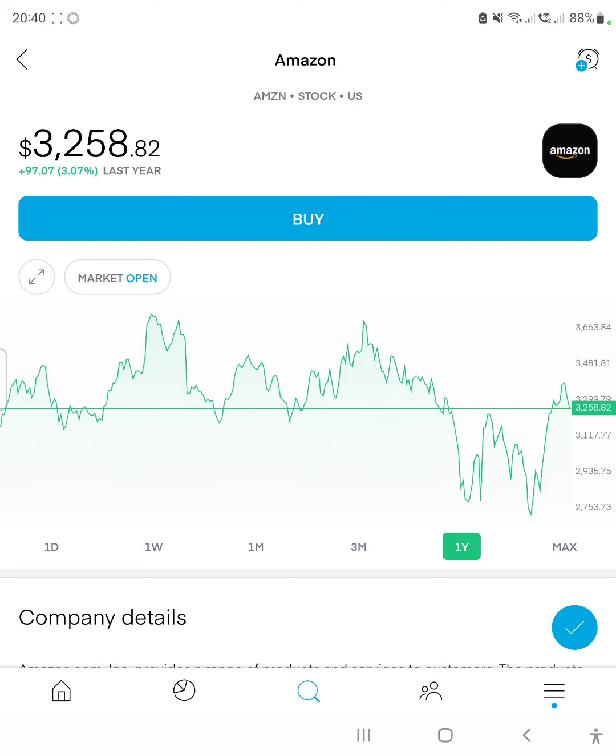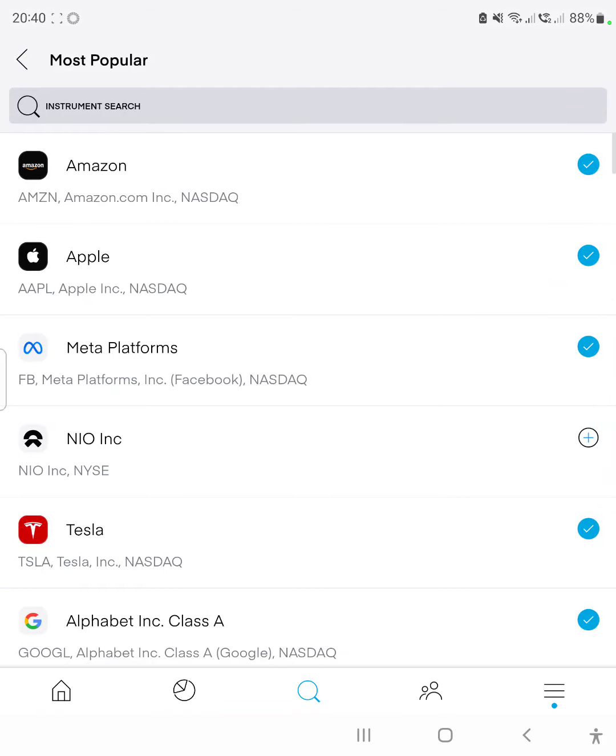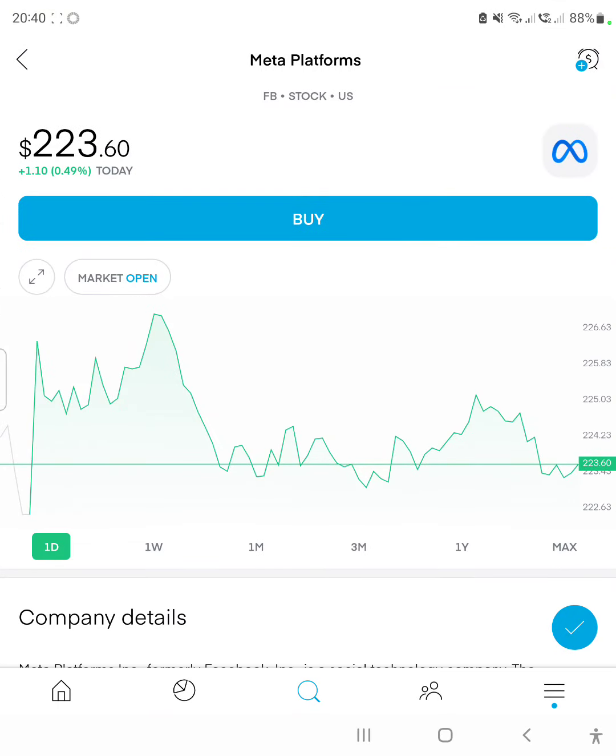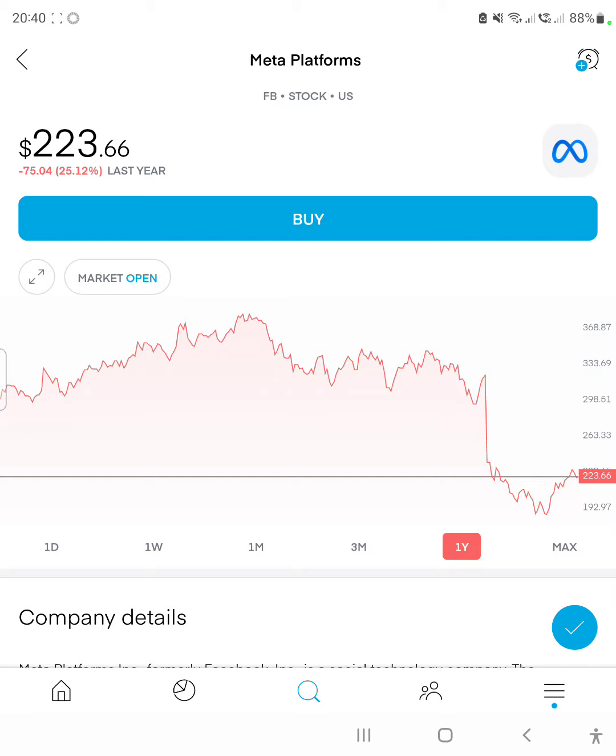So let's check Amazon. Everybody knows Amazon. The yearly change: it's increased by 3.07%. So we don't want to go for Amazon. We want to go for companies that have lost a lot of value in a year. So let's look at Meta Platforms, formerly called Facebook.